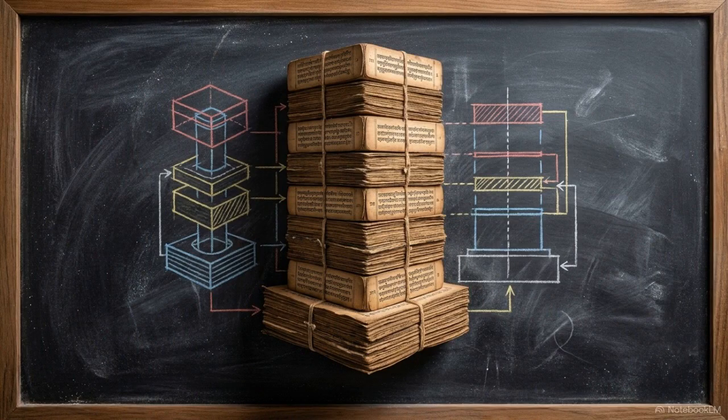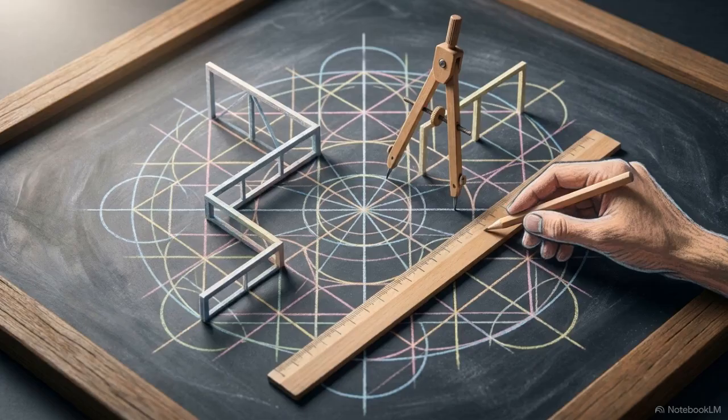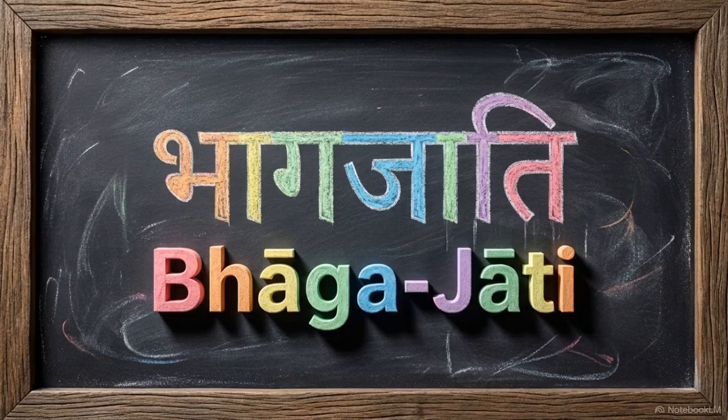To understand how this works, we are going to rebuild this ancient software stack from scratch. Tracing the logic of this pipeline shows us exactly how early scholars engineered computational frameworks centuries before the invention of symbolic algebra. The first step in the sequence is Bhāga-Jāti. In Sanskrit, Bhaga means a fraction or part, and Jāti means class or category.